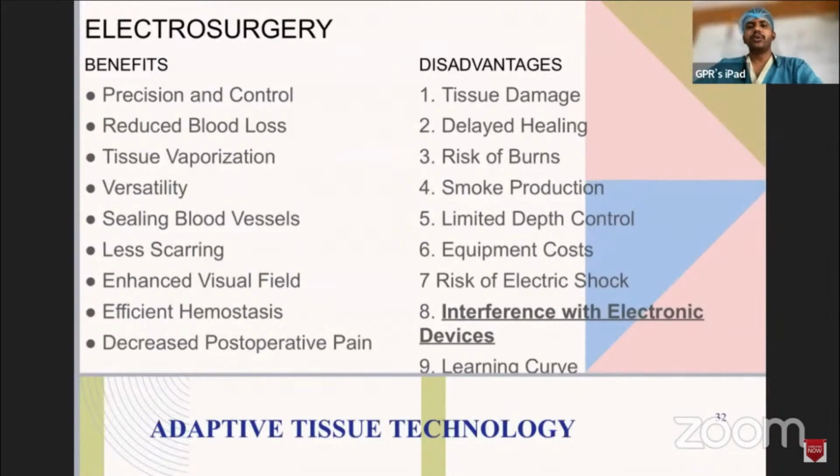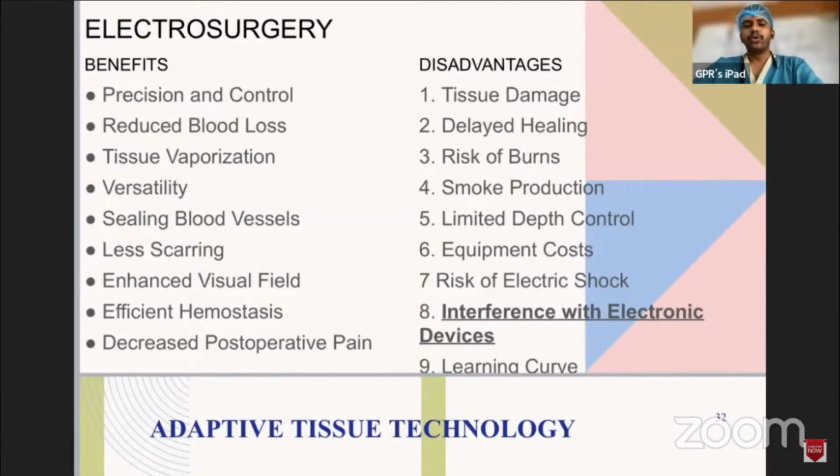The advantages of this electrosurgical unit include precision control, minimal blood loss, tissue vaporization, very perfect sealing of blood vessels, less scarring, and decreased postoperative pain. But whenever a vessel is sealed completely by a bipolar, we need some other extra device, like a cutting forceps or cutting device, to cut the sealed part. These disadvantages are taken care of by some other instruments that we are going to see now.